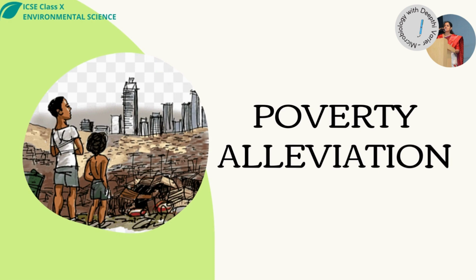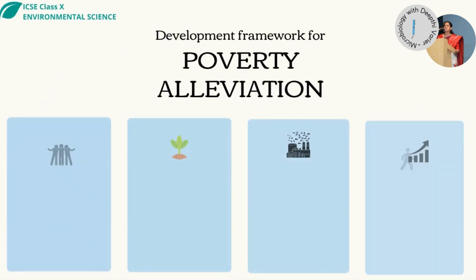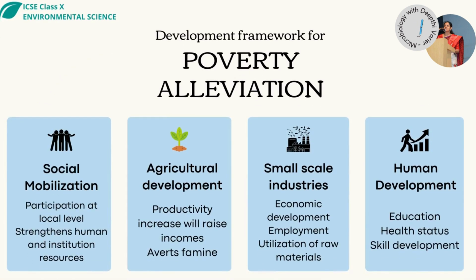Now, when we look at poverty alleviation, this is also part of population growth, because when we have too many people living in a particular area or country, automatically their economic status comes down. Many of them tend to be from the poorer sections, and that again leads to a lot of different types of problems. So we need different strategies and frameworks to alleviate poverty. The first one is social mobilization.